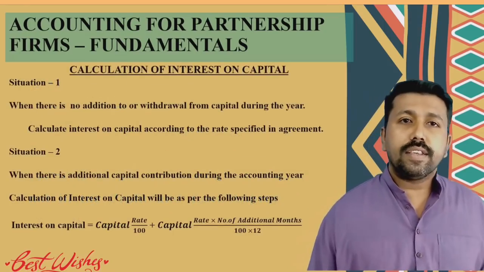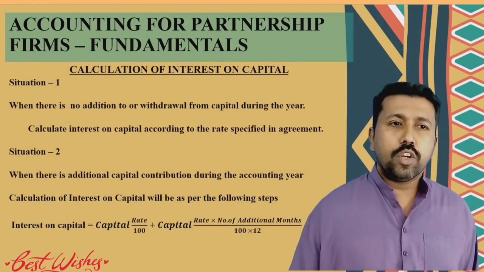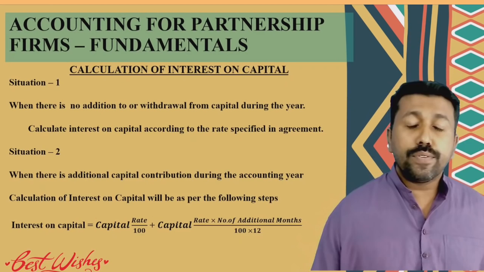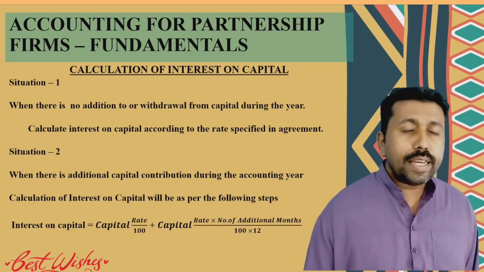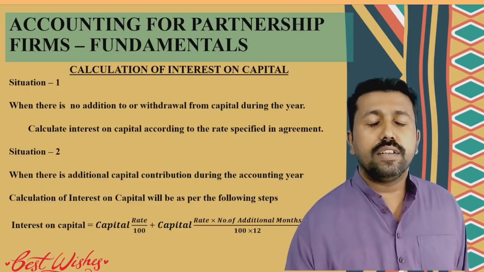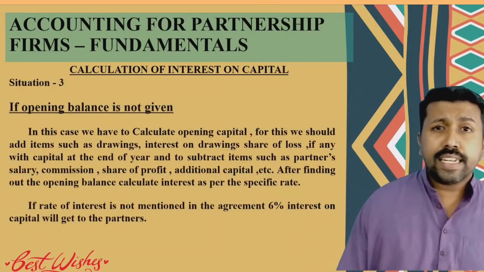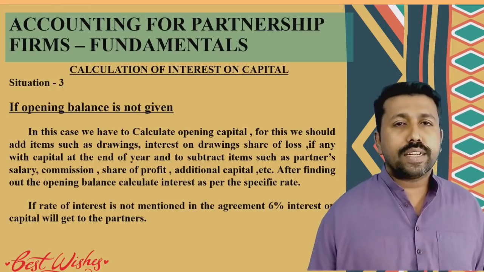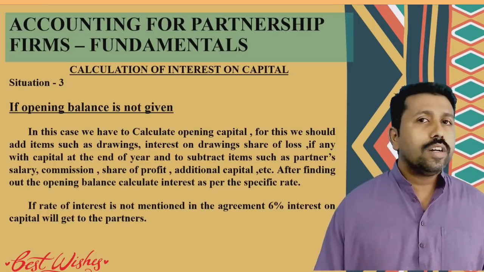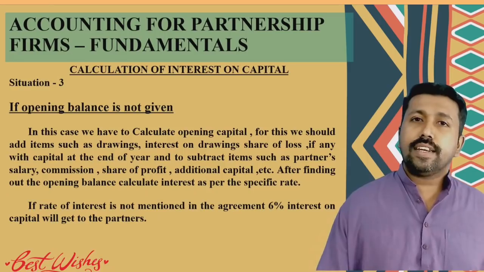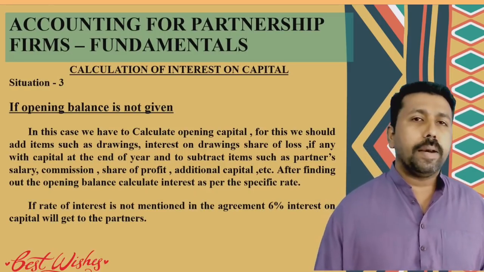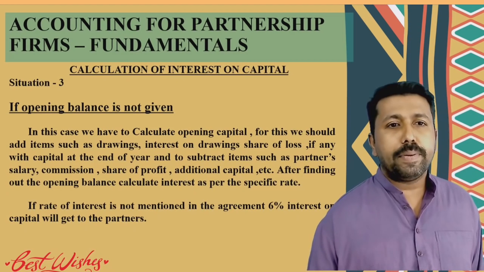And keep in mind the different methods of calculation of interest on capital. Normally we will calculate the interest on capital as amount of capital into rate by 100. And if there is any additional capital, depending upon the period, we will add the interest on that capital to the initial investment made by the firm. And if the opening balance is not given for the capital, only the closing balance is given, then we have to keep in mind one thing, very, very important. Interest on capital is calculated on the opening capital, not on the closing capital.